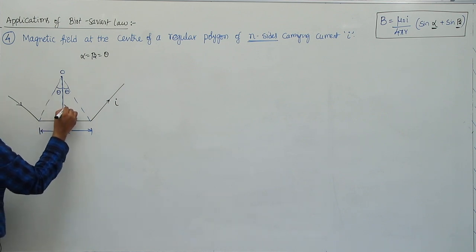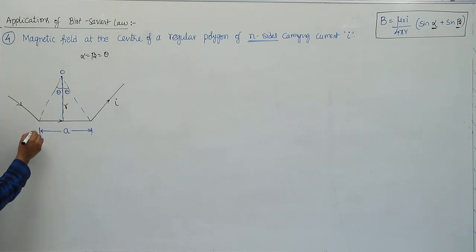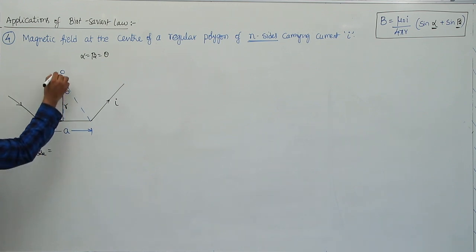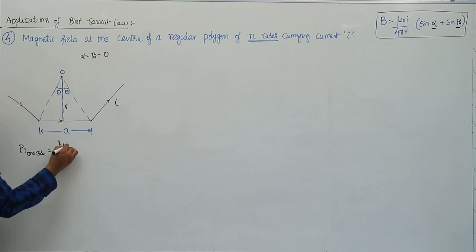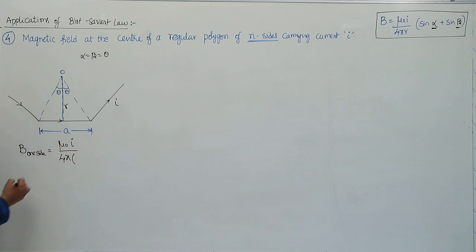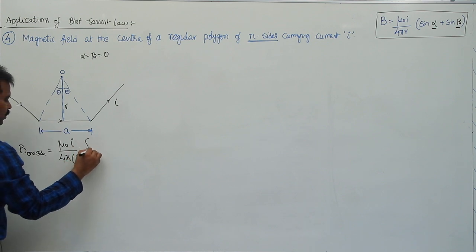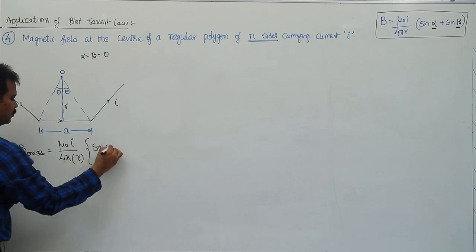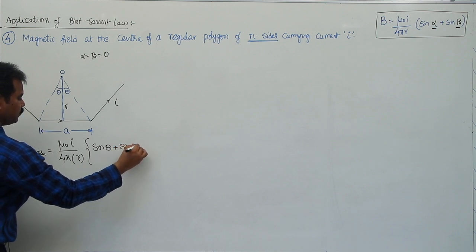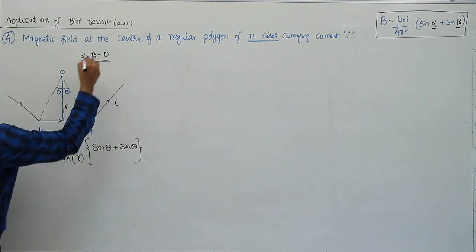So here I am going to write this one. This side is R. So what is the magnetic field due to this side? So magnetic field due to one side at the center is given by mu naught times the current flowing, by 4 pi into the distance of this one from the center. I want this R. So first let me substitute R only into sine of theta plus sine of theta, because alpha is equal to beta is equal to theta.